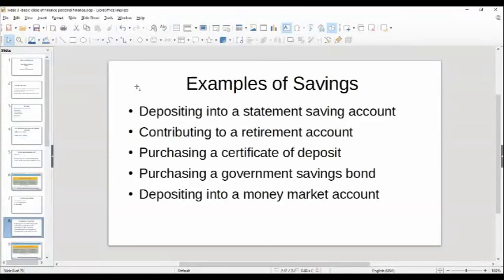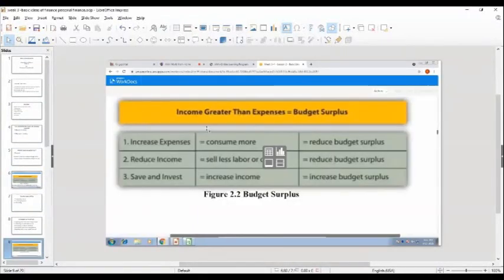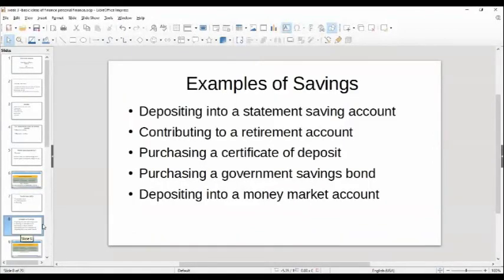So if we have savings, and this savings means we have a budget surplus. That means our income is greater than expenses, then you have a budget surplus, so it is easy for you to have your savings. So what are the different savings options that you can use?